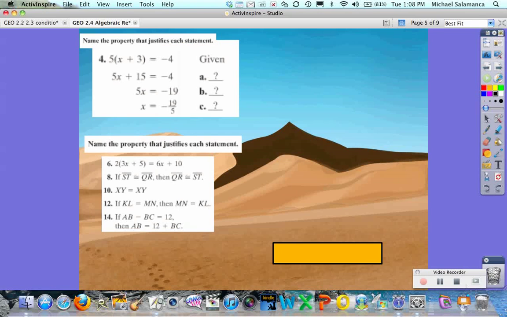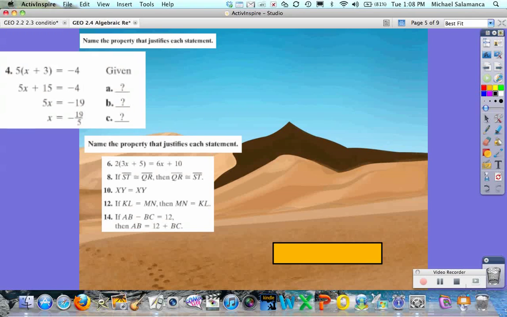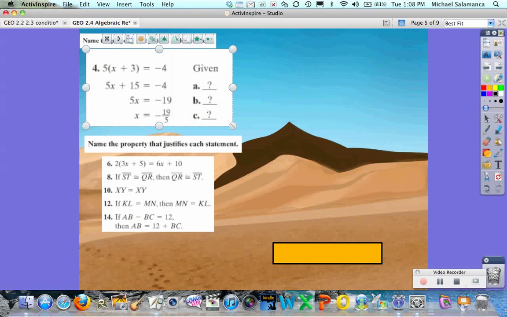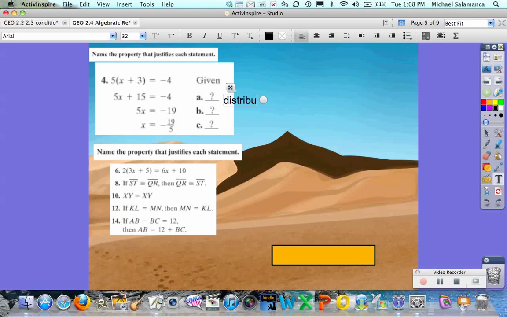So we're going to do a couple quick proofs. Now here, they're giving us 5 times the quantity x plus 3 equals -4, and that was given. And then we're just supposed to justify the next steps. So you'll see in A, we use the distributive property because we had 5 outside of the quantity x plus 3, and then we distributed it.